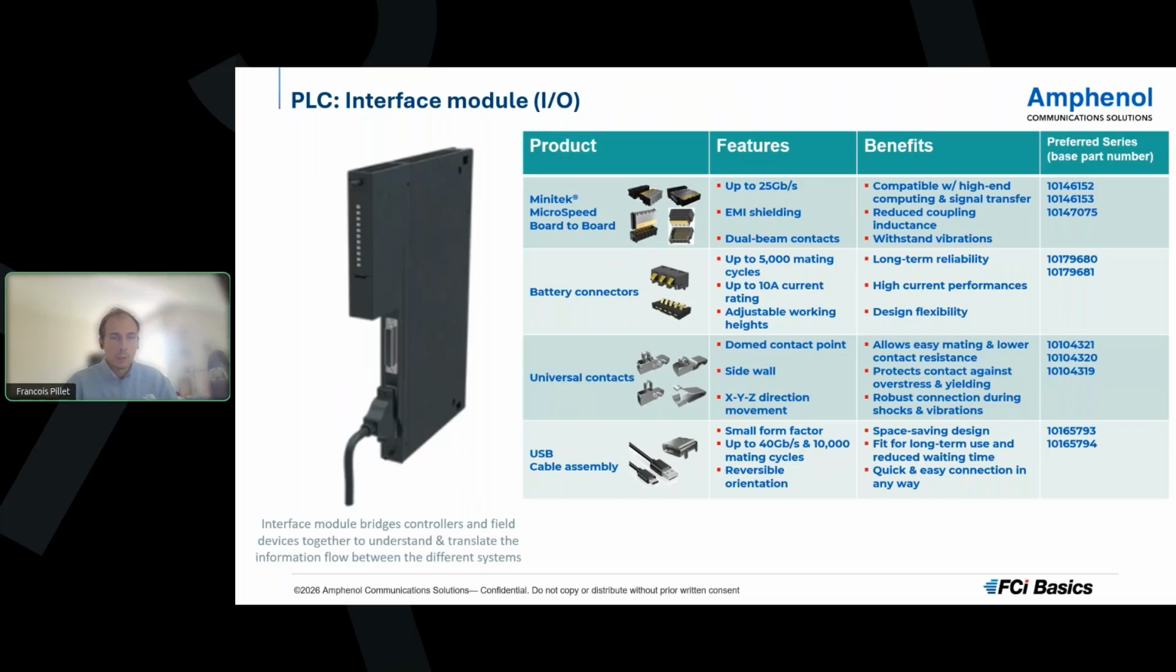Our battery connectors and universal contacts are also robust alternatives to reach a high number of mating cycles, along with robust current rating. If needed, you can also consider our USB cable assemblies for quick and easy connections.